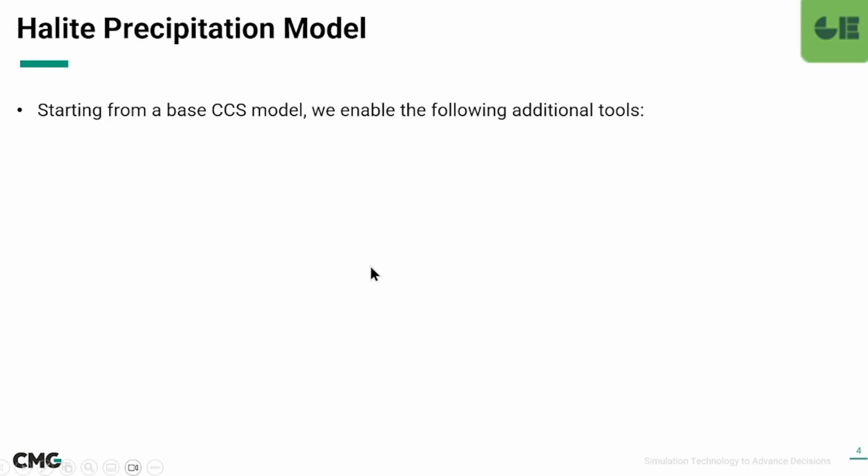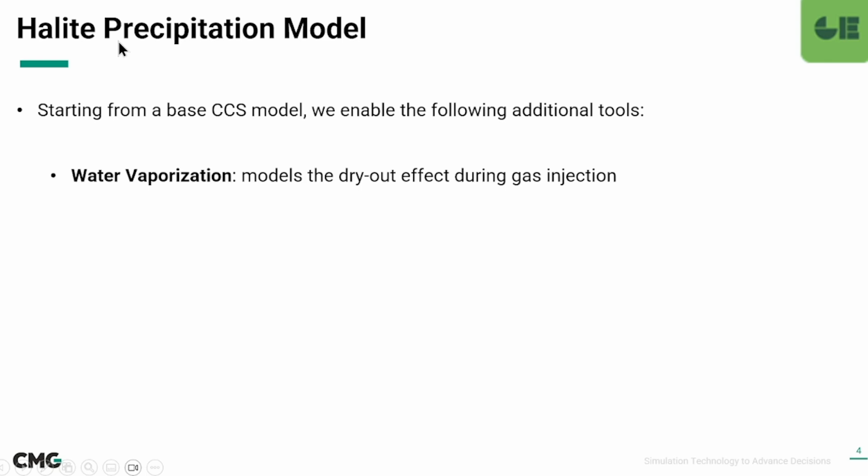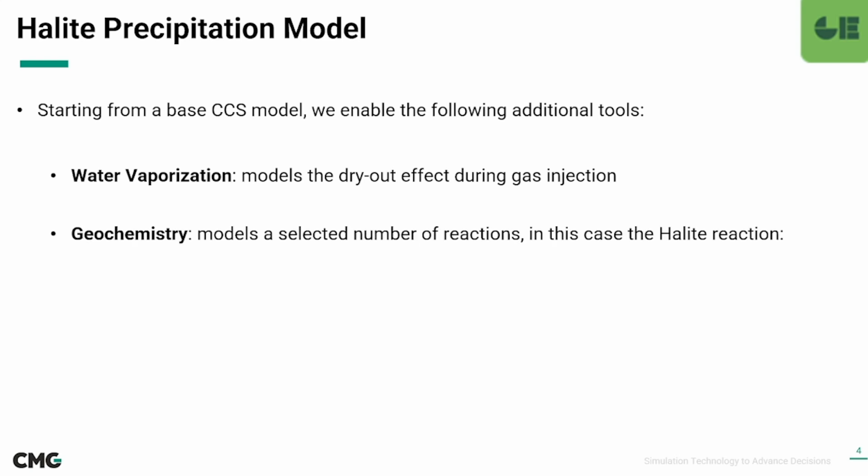So starting from the base CCS model, what do we need to enable to allow the modeling of halite precipitation? First of all, the water vaporization process needs to be added to model the dry out effect during gas injection. Then we need geochemistry. Geochemistry models a wide variety of reactions in the aqueous phase as well as in the mineral phase, and these can be combined, mixed and matched in many models. But in this case we really only need one reaction, which is the halite reaction: halite equals Na+ plus Cl-.